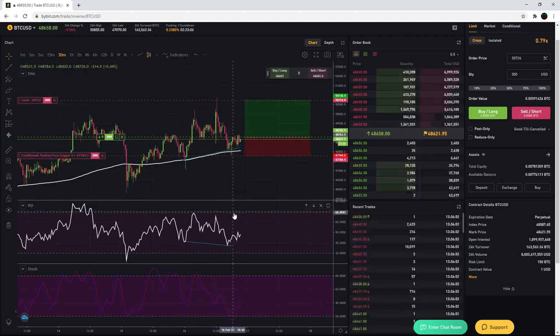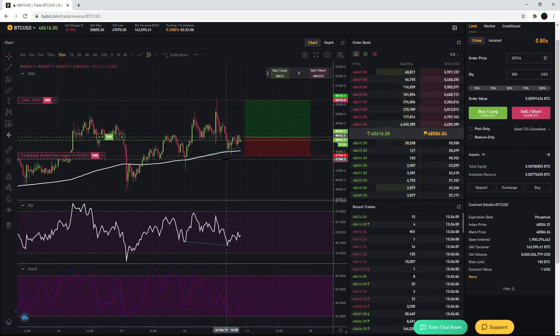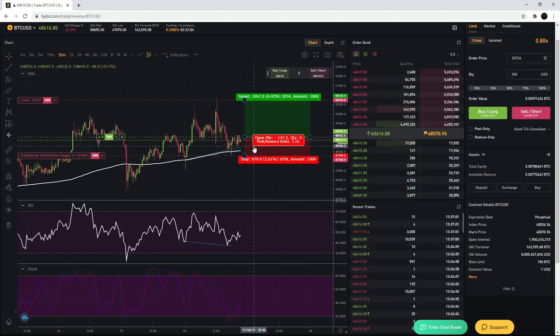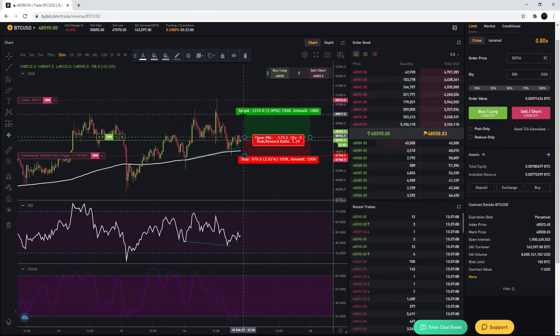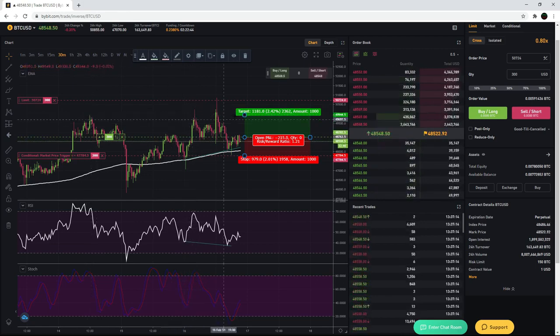I waited for the stochastic to cross up and entered a long position. Stop loss is just placed below the swing low and below the 200 EMA, and I'm targeting 2 times my risk. What I'm going to do is move the stop to break even once the price has moved up to this peak right here, as I think there could be a rejection up in this area, and I just want to minimize risk once price has come up there.